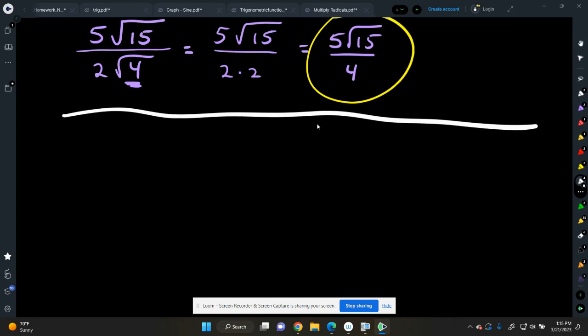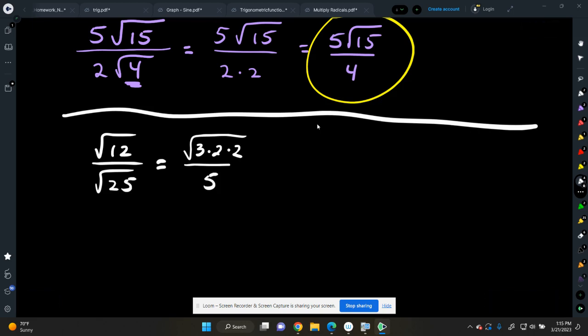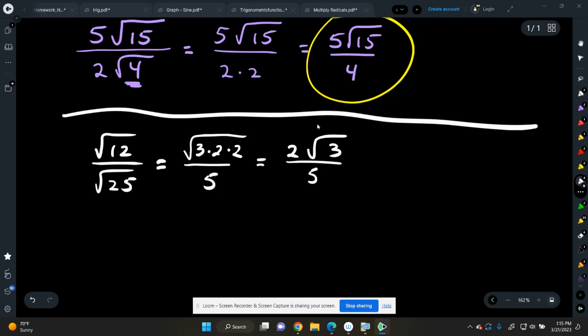Okay, let's look at number 2. We've got the square root of 12 over the square root of 25. What are your thoughts? Yeah, we can simplify them first. Let's start with the denominator. What's the square root of 25? How about square root of 12? 3 times 2 times 2. 6 times 2, right? Which means the 2's come out. And we're done.